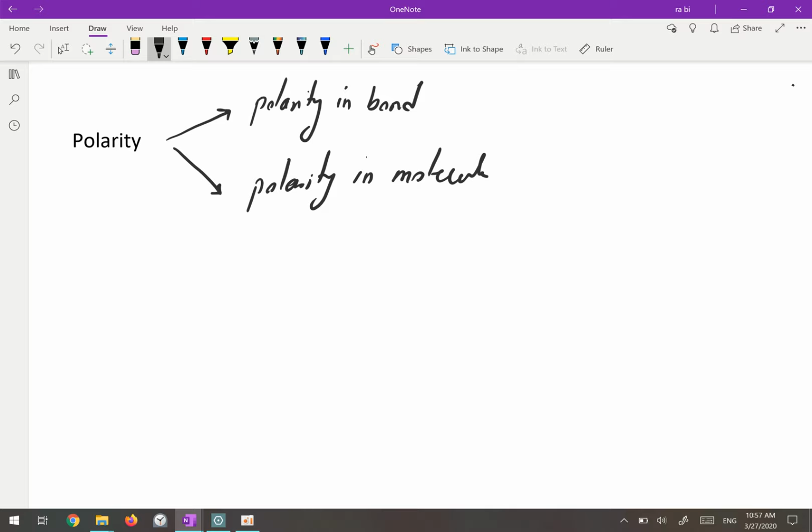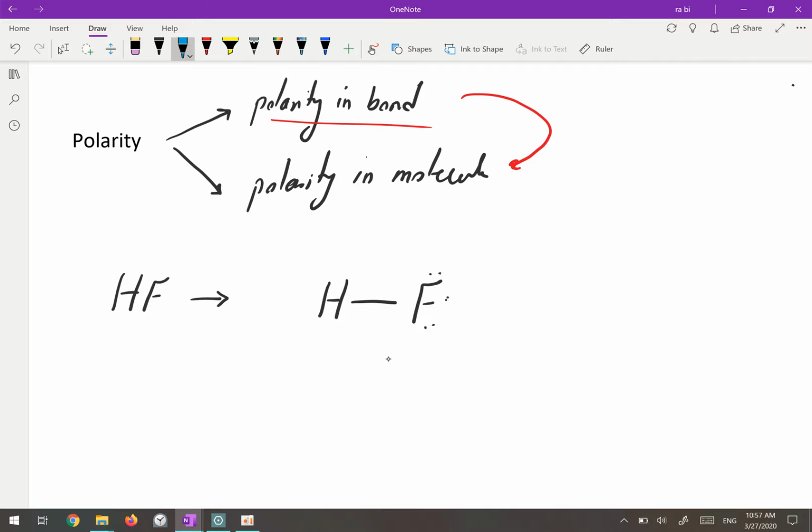Let's explain first the polarity in the bond, then we will go to determine the polarity in the molecule. Suppose you have HF. We have drawn the Lewis structure for this molecule. It was like this, HF, and we had lone pairs on the fluorine. We know that fluorine is more electronegative than hydrogen, so it has greater ability to pull these shared electrons toward itself.